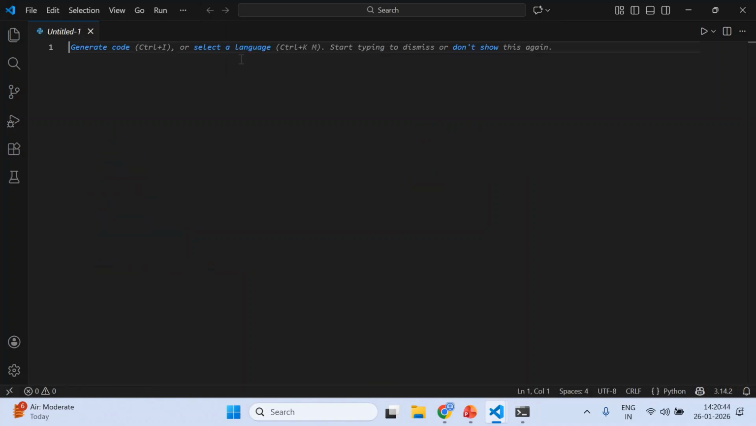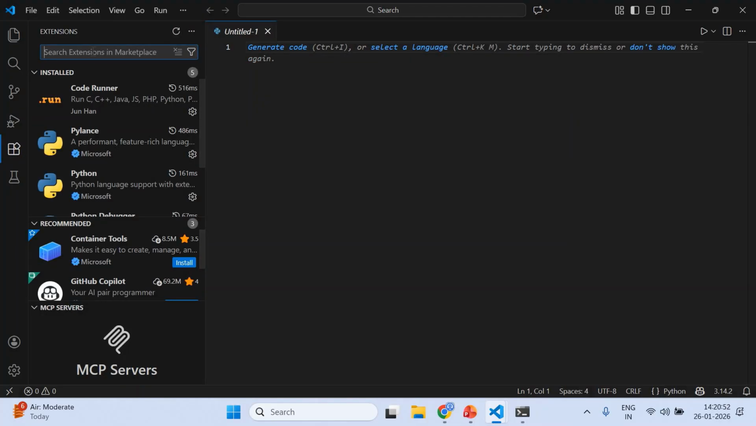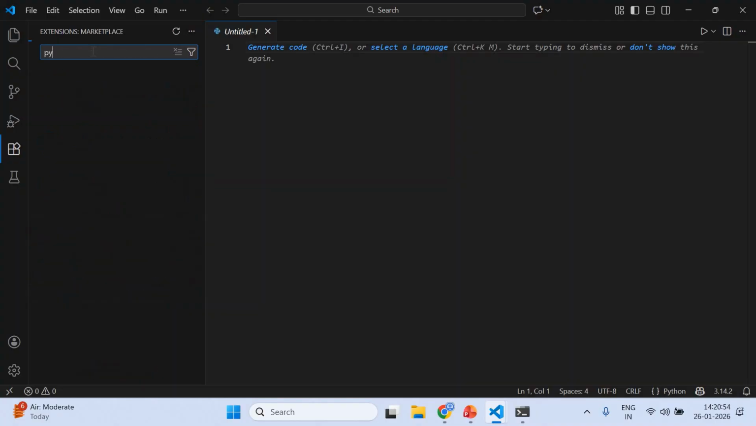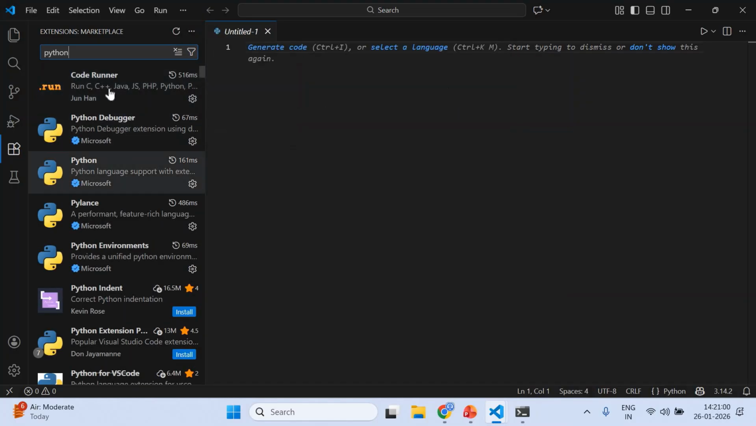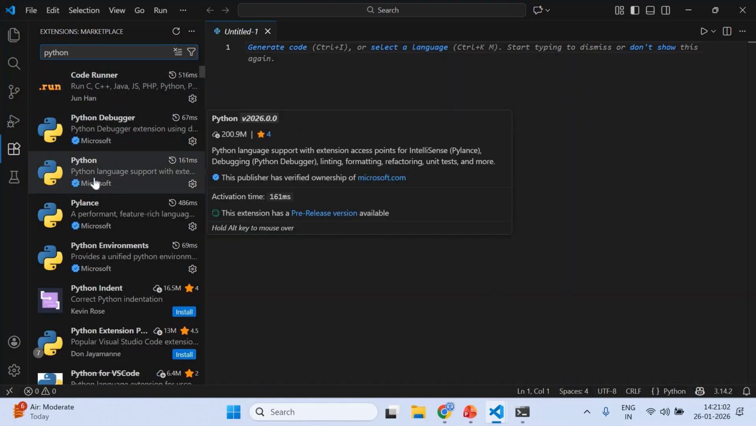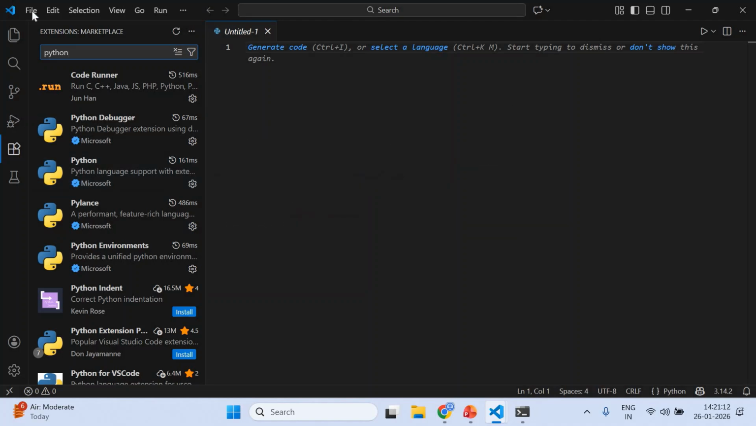It's up to you what you want to select. Now there is a catch here. In case you are not getting this Python file option, simply click on extensions and type Python here. Once you type Python, you have this Python extension published by Microsoft. You simply click on this and install this extension. After this you will get the option Python file.